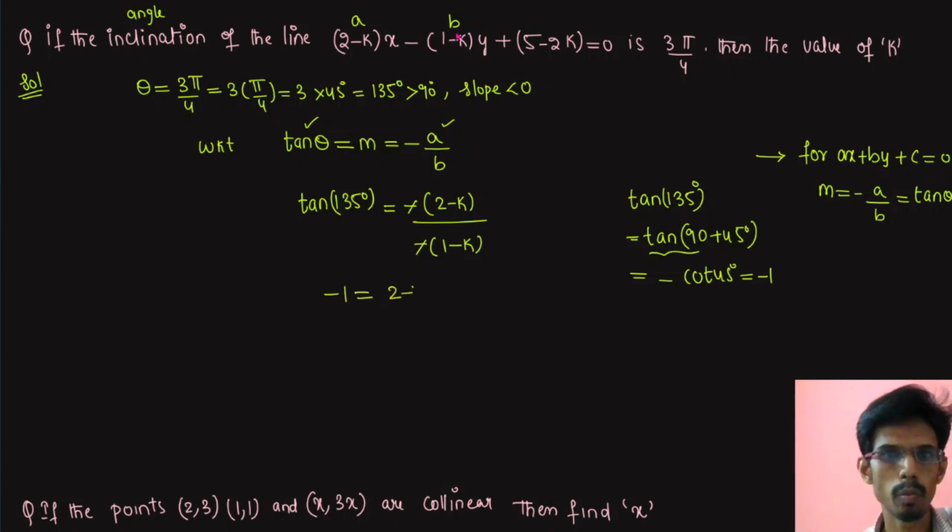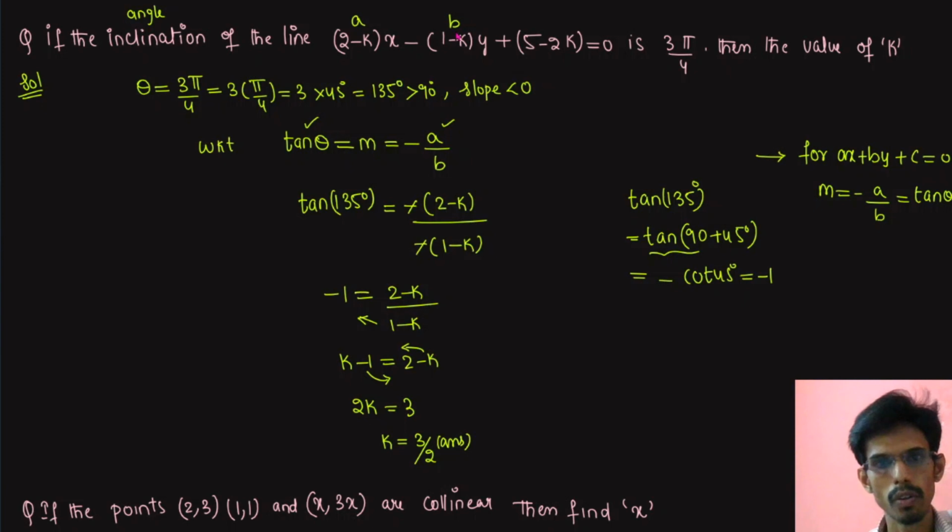So here we have 2 minus k upon 1 minus k. Now cross multiply here. I will get k minus 1 is equal to 2 minus k. Take this k to this side, it will become 2k. Take this 1 to this side, it will become plus 1. So this will be 3. So k will be 3 by 2. The value of k will be 3 by 2.